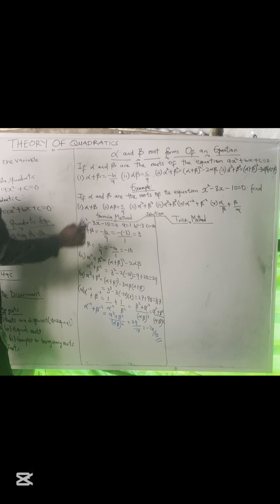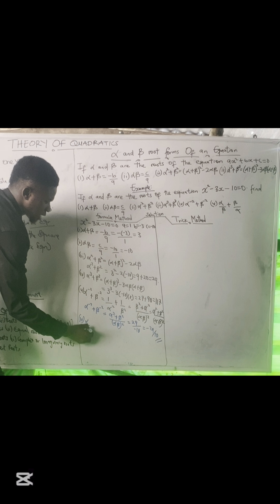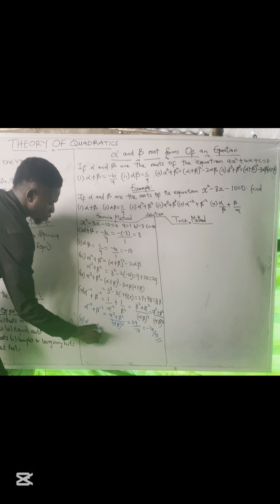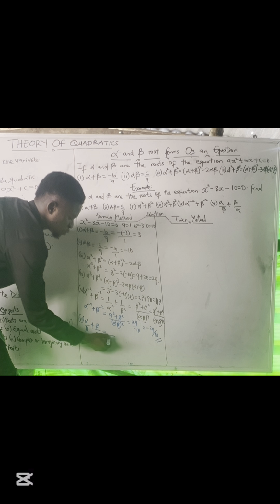Okay, the last one we have there is that we should do alpha over beta plus beta over alpha. For this also, we are going to look for the LCM. In this case, the LCM is going to be alpha beta.